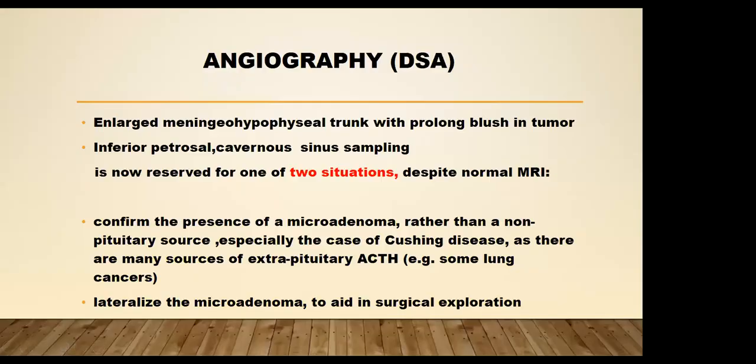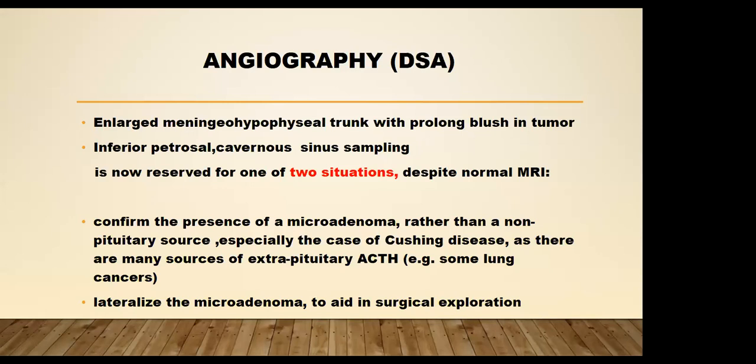When there is a suspicion of microadenoma but the MRI is normal, how do we reach a solution for this dilemma? We use digital subtraction angiography, which shows an enlarged meningohypophyseal trunk with a prolonged blush in the tumor, along with inferior petrosal and cavernous sinus sampling.